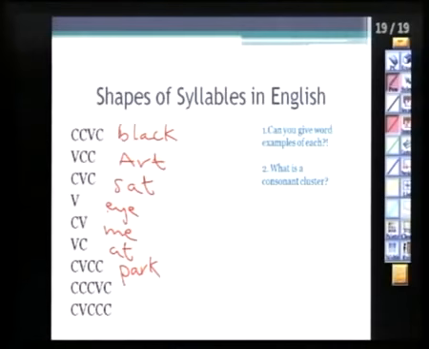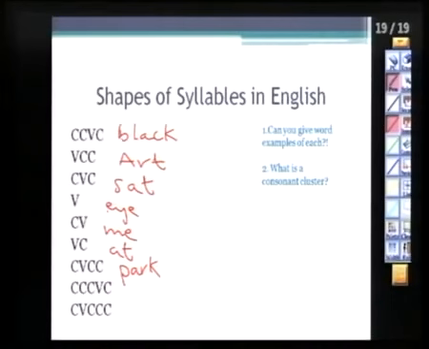You have CCC. It means you have 3 consonants in the onset, just like screen, splash, scratch. Good? Okay, then you have CVCC, just like text. You have 3 consonants in the coda. We already did that, but just to make sure that you understand the shapes of the syllables in English. And we gave examples of each.